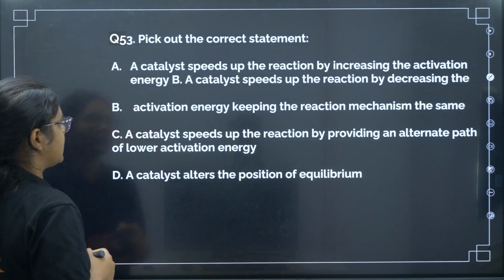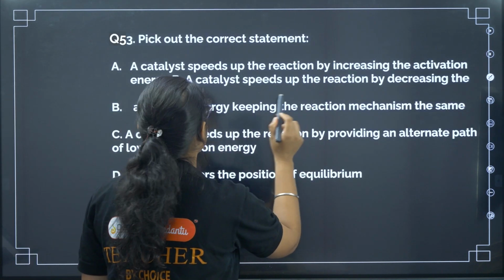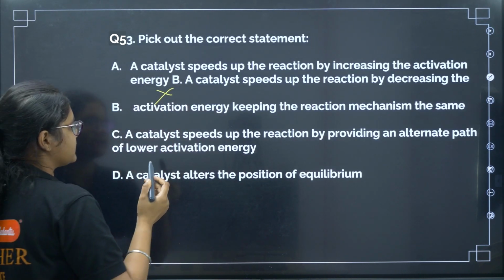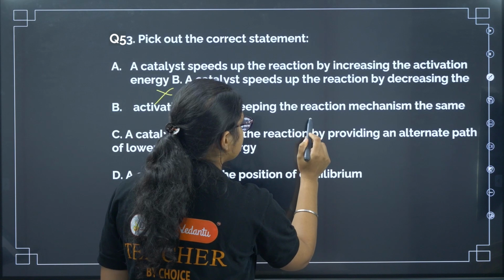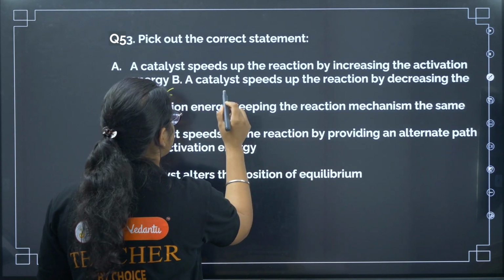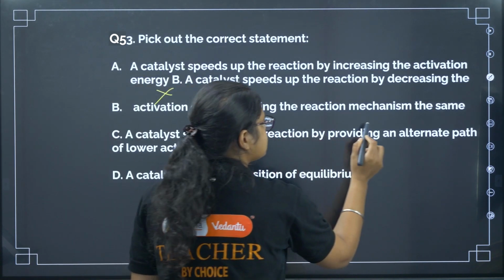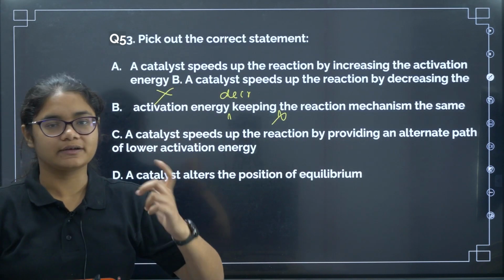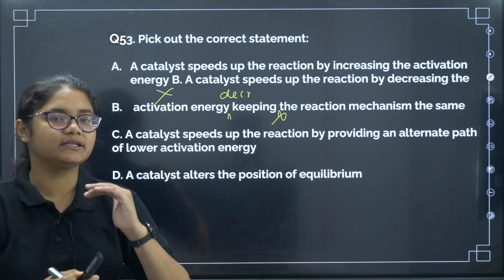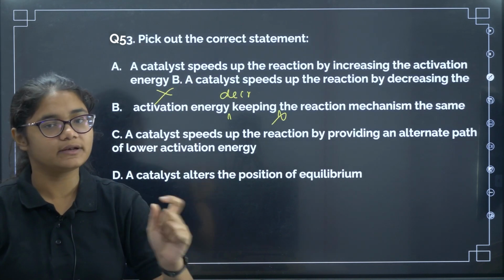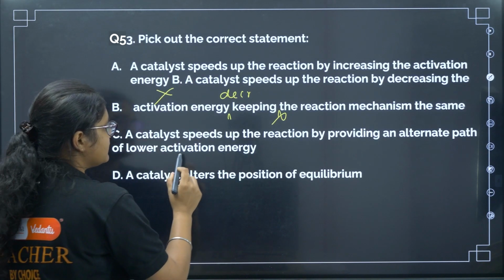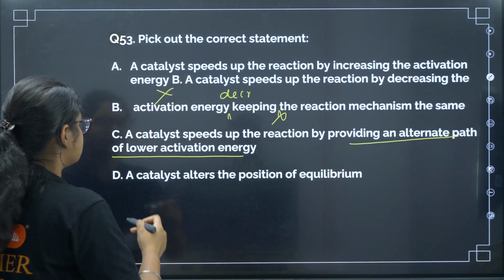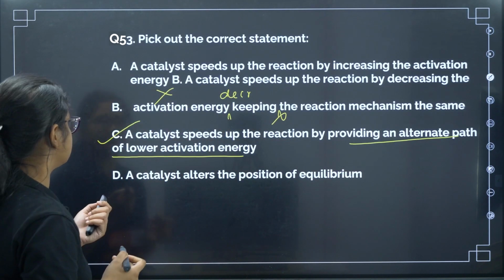Next, pick out the correct statement. A catalyst speeds up the reaction by increasing the activation energy. That is incorrect. Activation energy will always decrease for the rate of reaction to increase. Keeping the reaction mechanism the same. That is also incorrect. The reaction mechanism changes. Otherwise, how can the activation energy be different, right? The activation energy changes by following an alternative path for the reaction. So a catalyst speeds up the reaction by providing an alternative path of lower activation energy. Okay, so this is the correct statement, that is option number C.